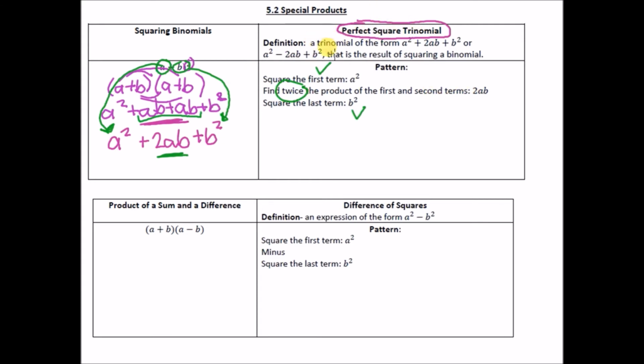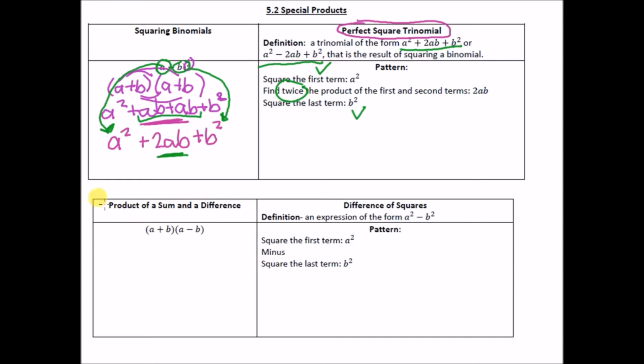Okay, a perfect square trinomial, the definition is a trinomial of this form here, or this form here, that is the result of squaring a binomial. Okay, and we're going to see this a lot when we go and factor. Okay, next one. Product of a sum and a difference.